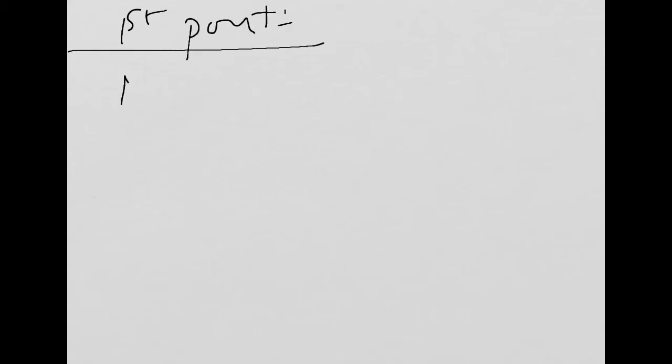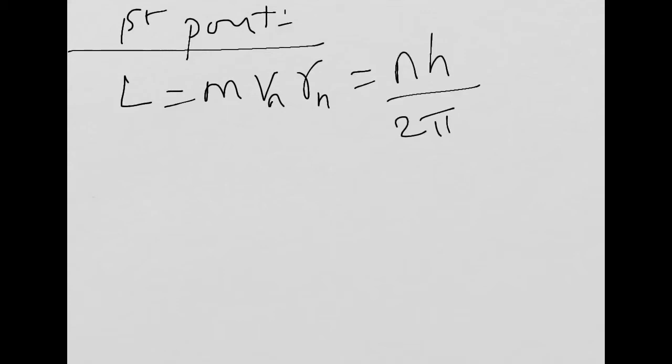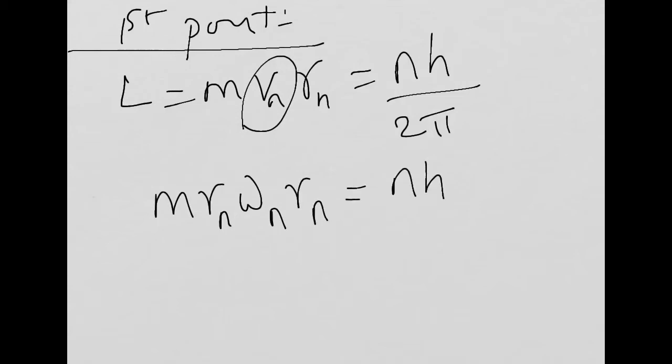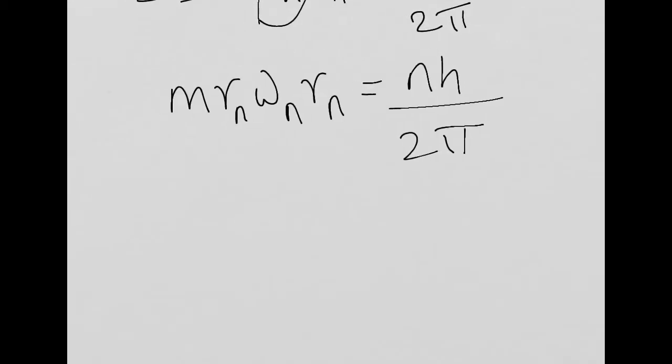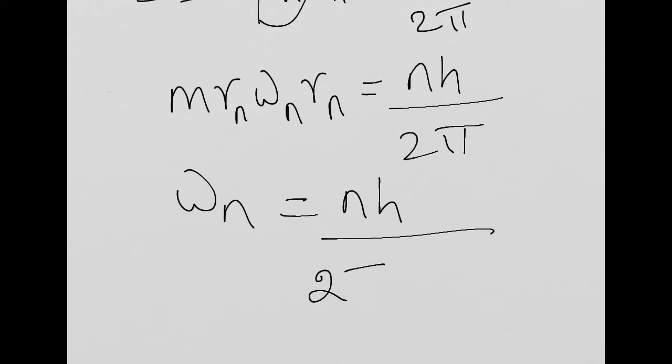Let me write the first postulate of Bohr's, which says L, that is angular momentum, that is mvr, having suffix n here, mv and rn, should be equal to nh by 2 pi. Then only the electrons will revolve around in those orbits. So instead of vn, we can substitute r omega, and I'm going to write m into rn omega n into rn, which is nh by 2 pi. Or I can say omega n can be written as nh by 2 pi.